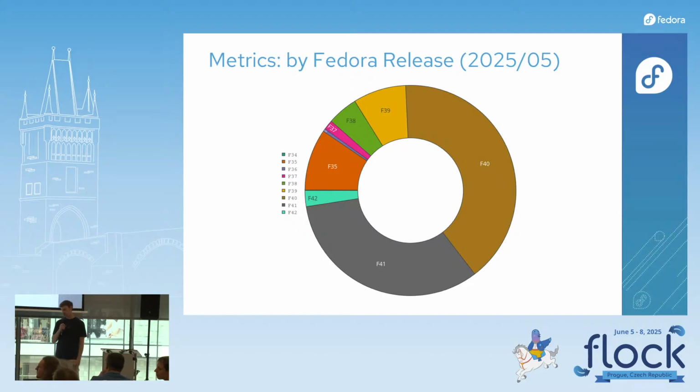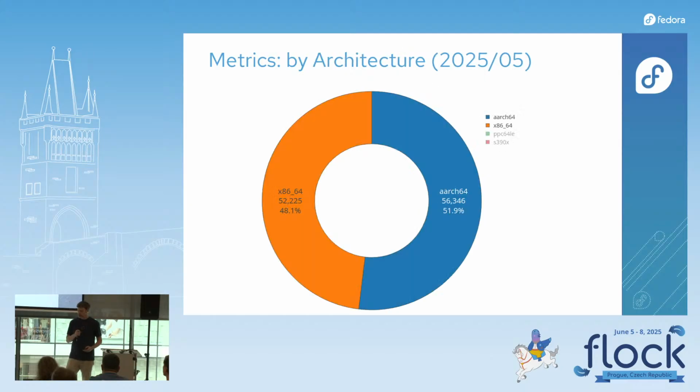Yes, so the question is, do I know how many of these are Podman Desktop? We don't know exactly, but I do have an indication of that, which I'll talk about in a second. But they're not broken down right now in the Count Me stats based on CoreOS or Podman machine. But I will talk about architecture now.